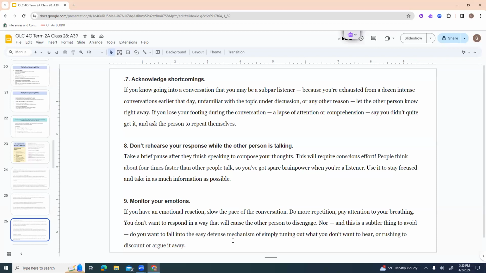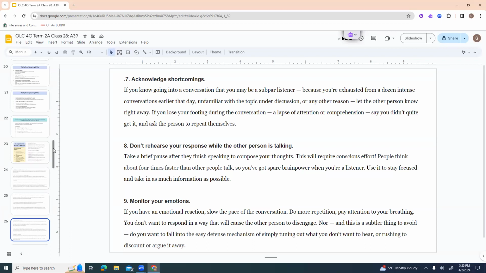Number 9, monitor your own reactions. If you have an emotional reaction, slow down the pace of the conversation. Do more repetition, pay attention to your breathing. You don't want to respond in a way that will cause the other person to disengage. Nor do you want to fall into an easy defense mechanism of just tuning them out because you don't want to hear them, or rushing to discount or argue it away.